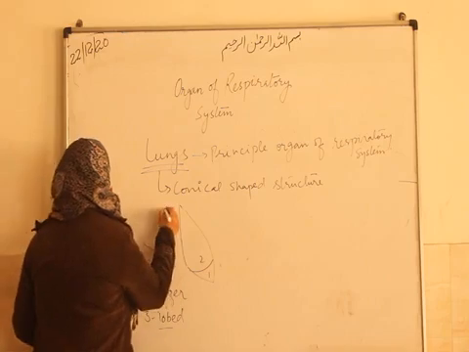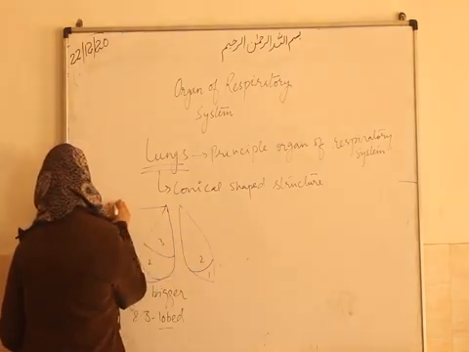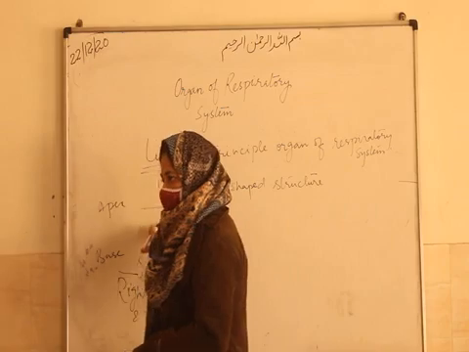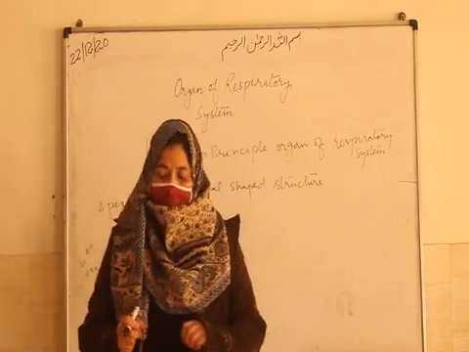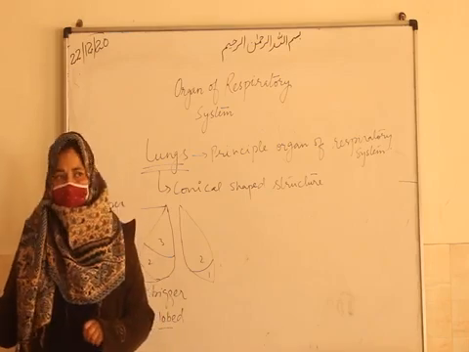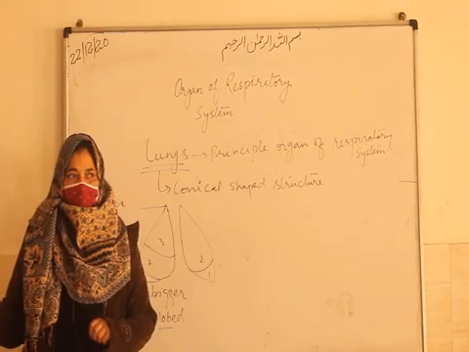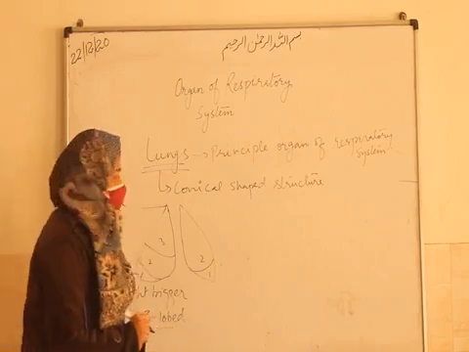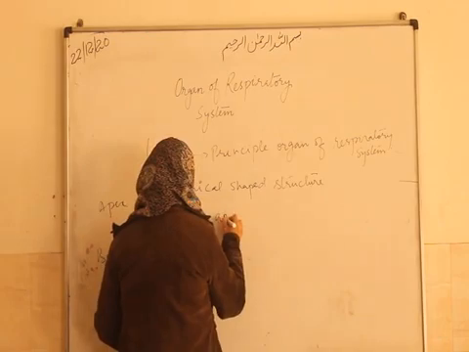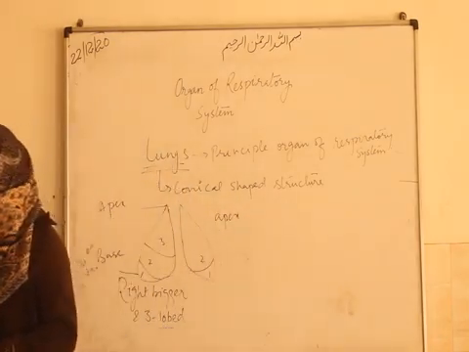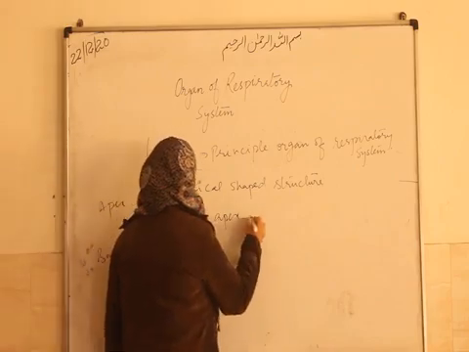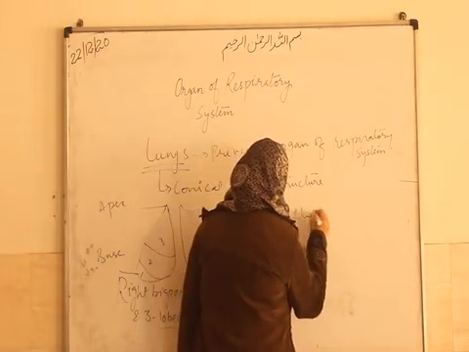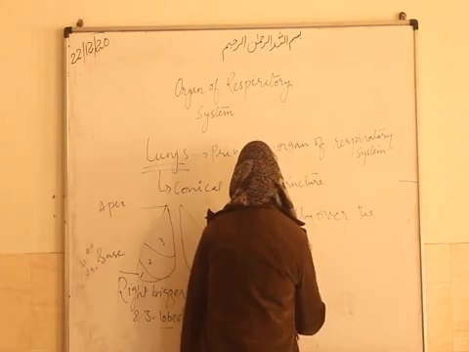The upper end is called the apex and the lower end is called the base. The upper end is slightly over the clavicle. What is the clavicle? The collarbone, not the shoulder blade. So the apex is slightly over the clavicle.